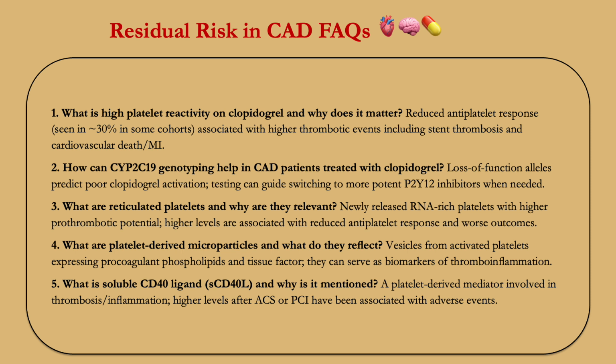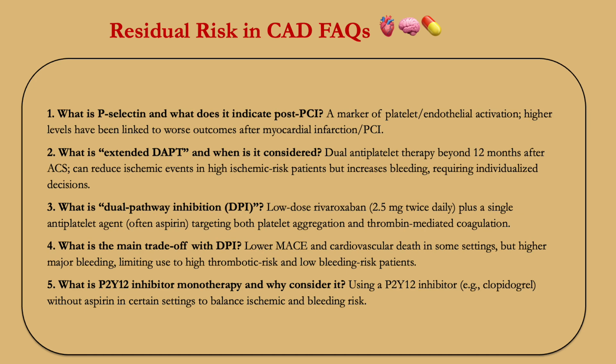What is soluble CD40 ligand and why is it mentioned? It's a platelet-derived mediator involved in thrombosis and inflammation. Higher levels are seen after ACS or PCI and have been associated with adverse events. What is P-selectin and what does it indicate post-PCI? It's a marker of platelet and endothelial activation. Higher levels have been linked to worse outcomes after myocardial infarction and PCI.